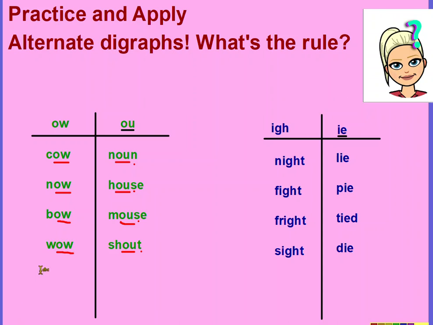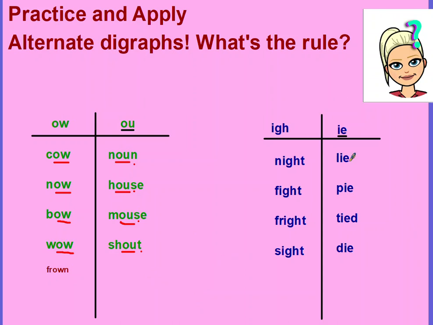Now, as always, there is an exception to this rule, and I'm going to show you one example of that. For example, the word frown. That has the owl sound in it, but it is using the OW spelling. So there are always some exceptions to the rule, but generally, if you're deciding whether to use OU or OW, think about where it is in the word.